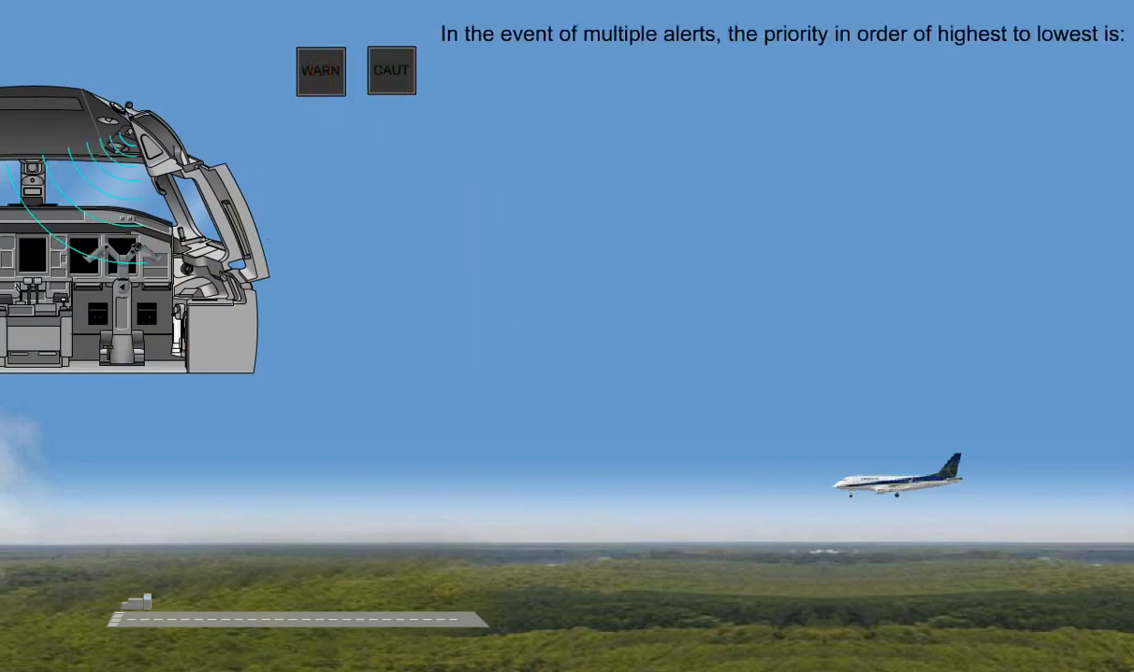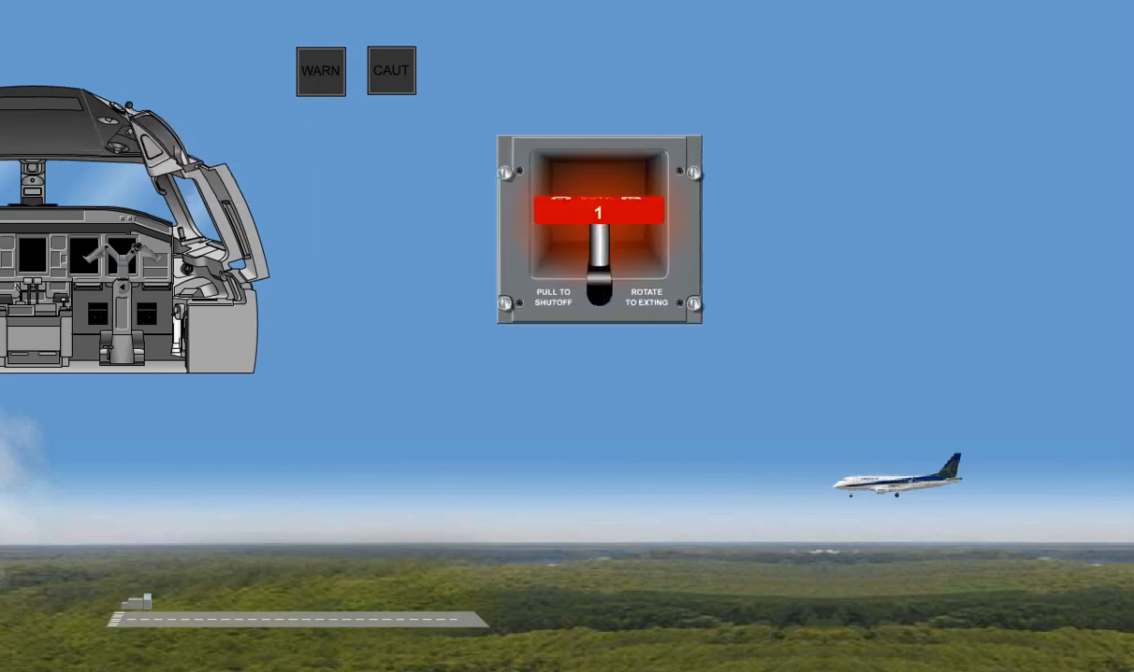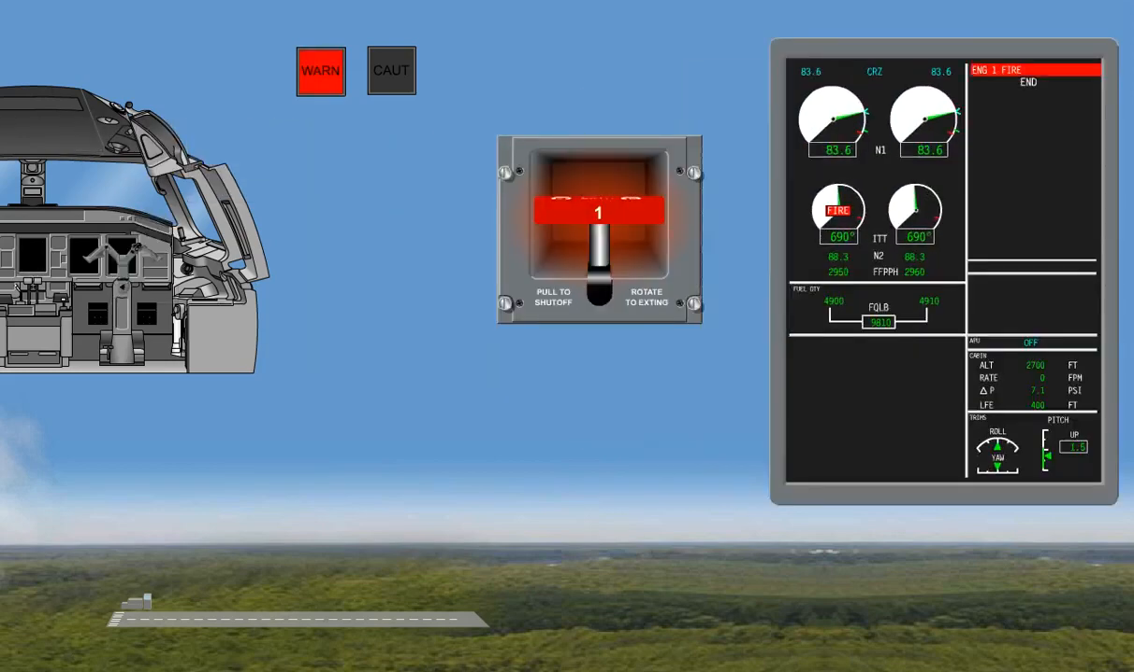In the event of multiple alerts, the priority in order of highest to lowest is Emergency, Level 3. Abnormal, Level 2. Advisory, Level 1. And Information, Level 0. Aural alerts sound in a sequence and are never truncated.